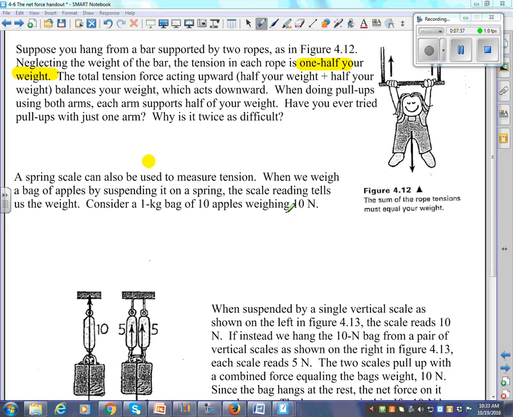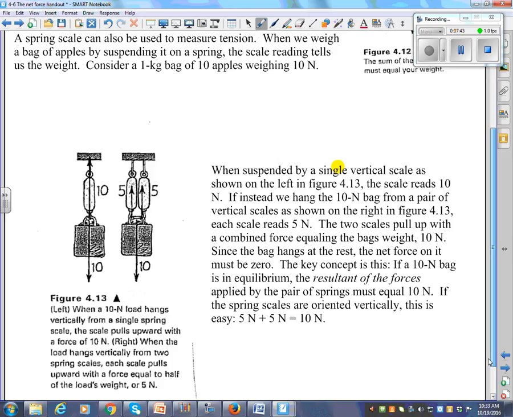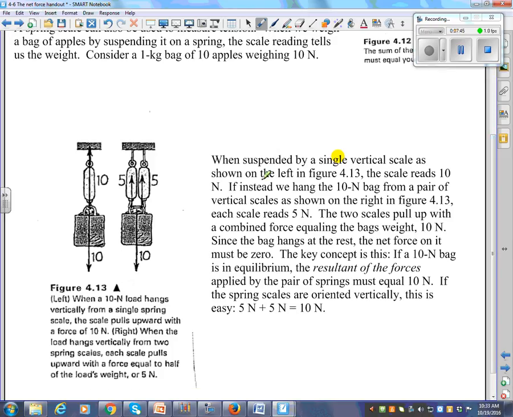Good. Now, when suspended by a single vertical scale, as shown on the left in figure 4.13, the scale reads 10 newtons. If instead we hang the 10 newton bag from a pair of vertical scales, as shown on the right, so what I'm going to do here now is put the other end of the string on the other scale, if I can.